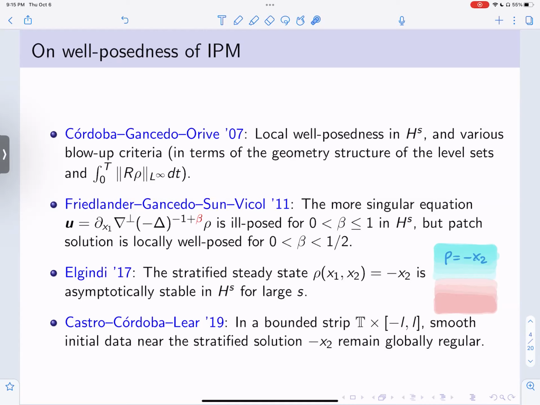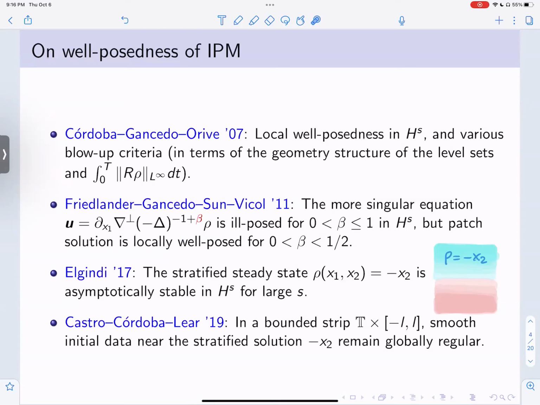And in that case, it's actually known that the equation is locally well-posed, even though in terms of the order of the differential operator, it is the same order as this one. The reason that for these two operators of the same order, one is ill-posed and one is well-posed, has something to do with whether this operator is even or odd. They have shown that the equation is ill-posed in H^s, but actually the patch solution is locally well-posed for a certain range of beta.